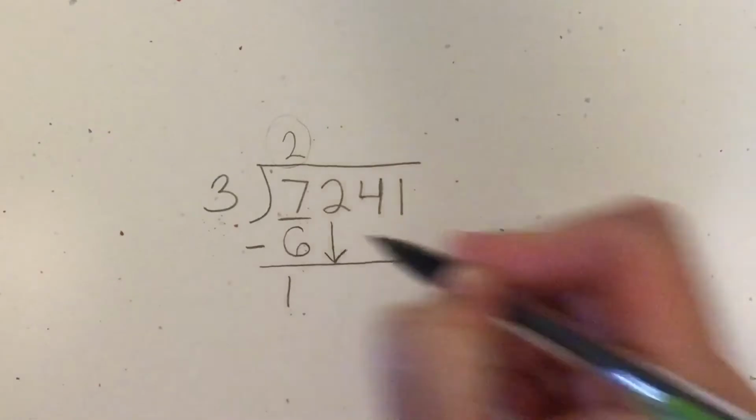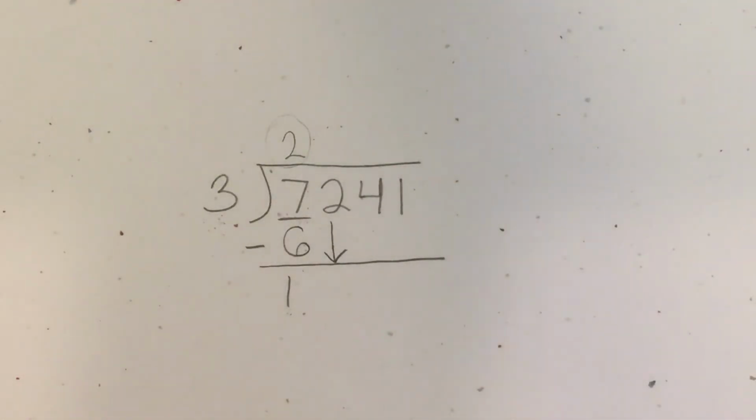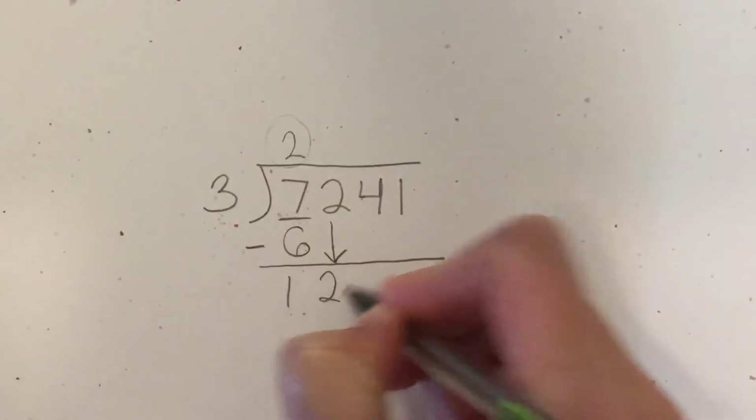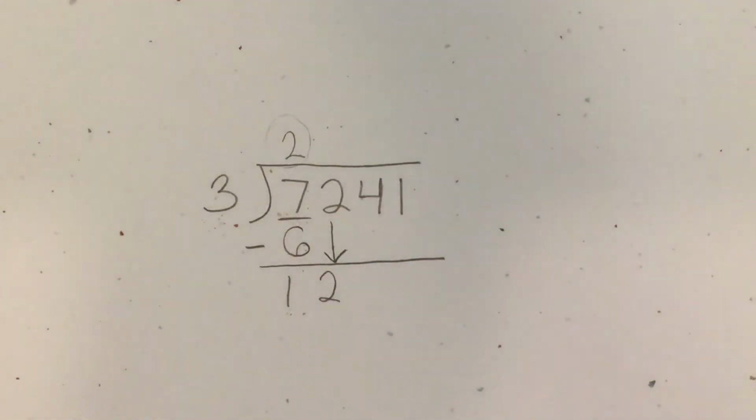Brother bring down. The other thing we always feel sorry about for brother is that he only gets to bring down one number at a time. So even though he probably wants to do all these, he has to stick with just one number. So we bring down the 2 like that. So now we have a 12 underneath here.